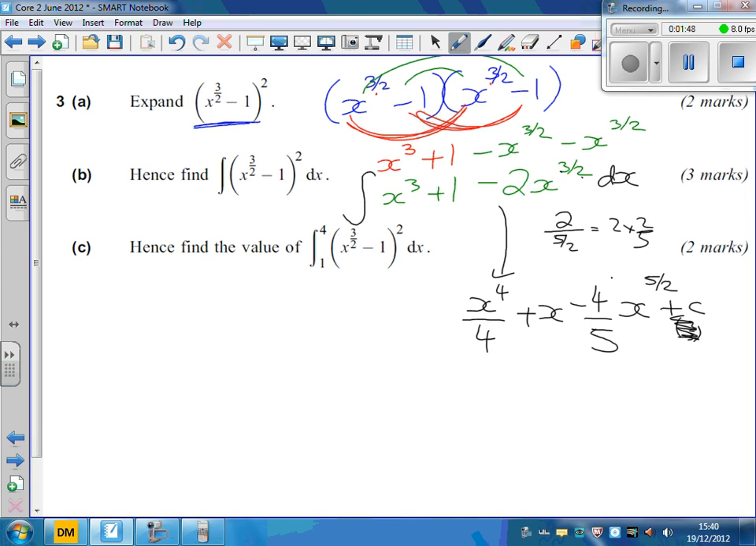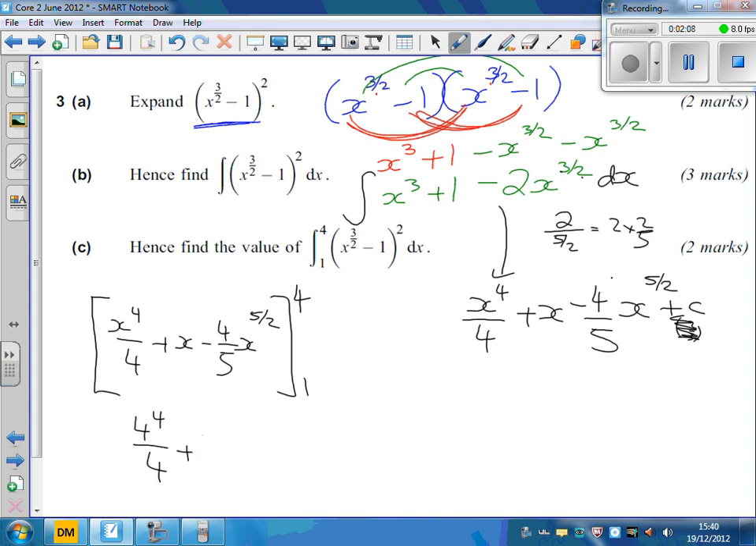Last one now says, hence find the value. So we've now got to put the numbers into this thing here, x to the 4 over 4 plus x minus 4/5 of x to the 5 over 2. And we're doing that between 1 and 4. So for the next mark, just stick the 4 in. Let's go 4 to the power of 4 plus 4 minus 4/5 of 4 to the power of 5 over 2.